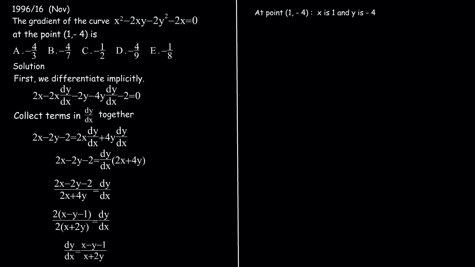So substituting 1 for s and minus 4 for y, the dy over ds will be equals to 1 plus 4 minus 1 divided by 1 minus 8, which is equals to minus 4 over 7. And the correct option is B.